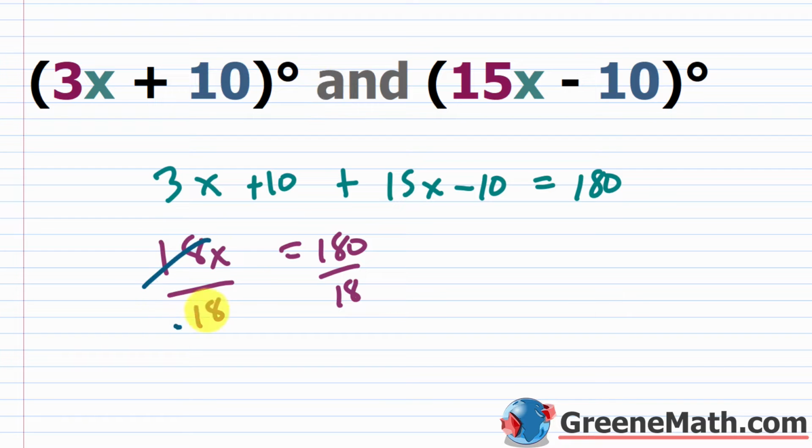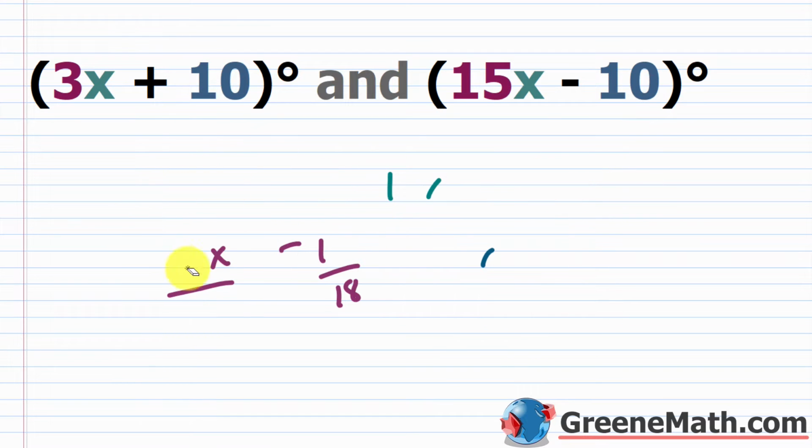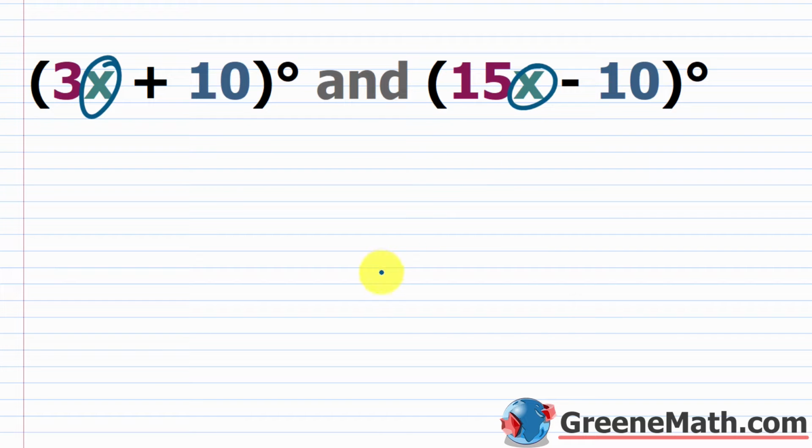I think you can see that this is going to cancel, and we'll have x is equal to 180 over 18, which is 10. Okay, so x is 10, and again, I'm just going to plug that in everywhere there's an x. So here and here, to figure out these angle measures. So 3 times 10 is 30, plus 10 is 40, so this is 40 degrees. And then for the other one, 15 times 10 is 150, and 150 minus 10 is 140, so this is 140 degrees. So again, these are two positive angles, and the sum is 180 degrees. Obviously, 40 degrees plus 140 degrees would give me 180 degrees.